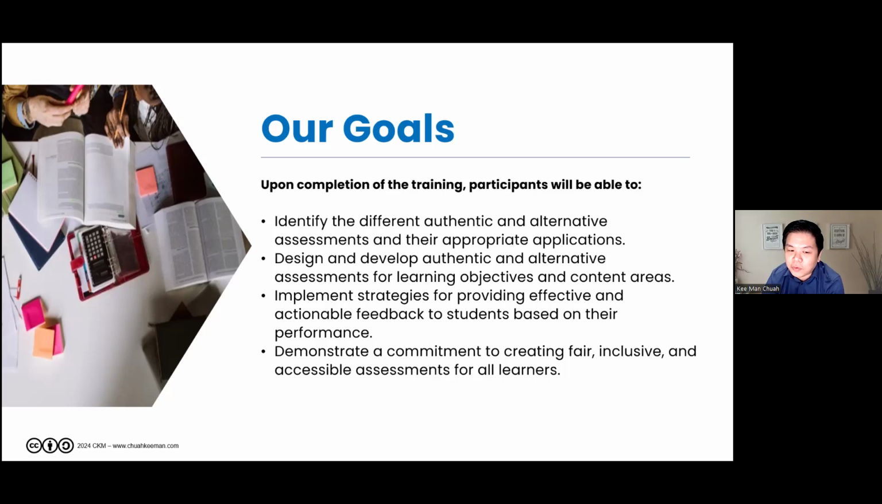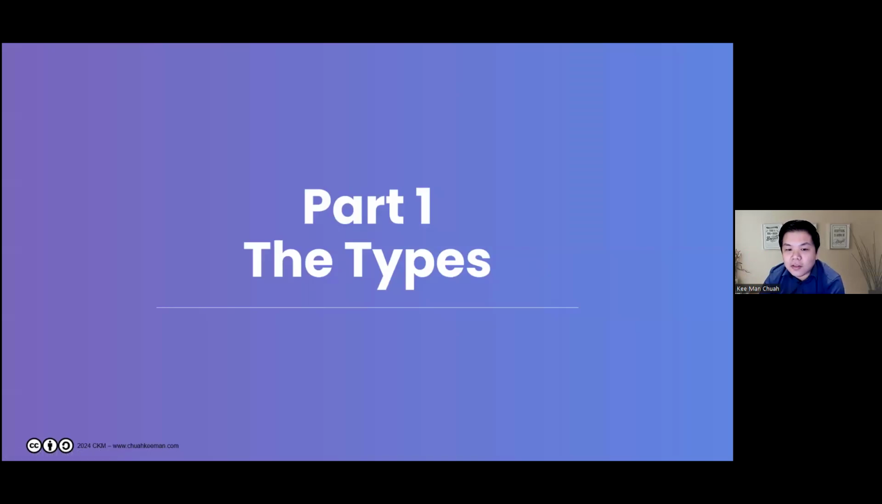But I think to demonstrate a commitment, it really goes back to you as an educator. So you have to apply it in your teaching and learning. But I would share about fairness and all this within these three scopes or three parts. So let's go to part one.